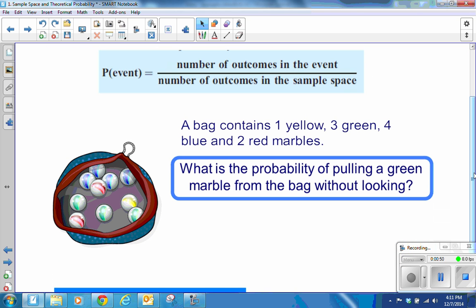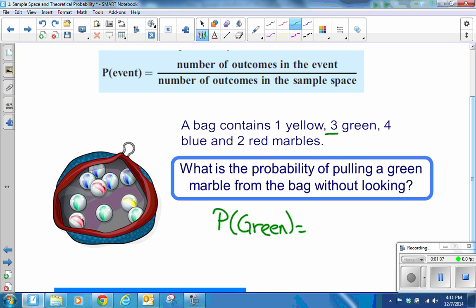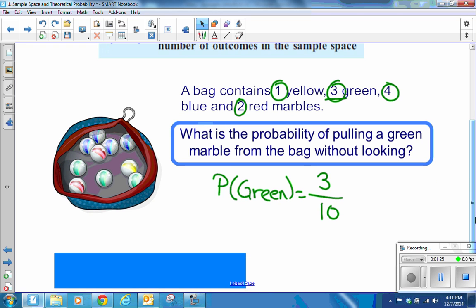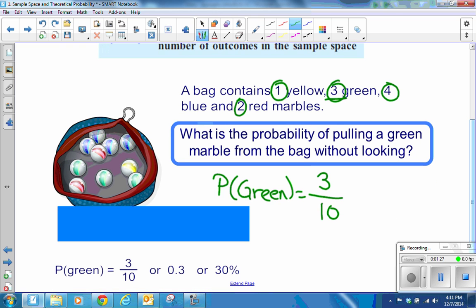As an example of this, a bag contains 1 yellow, 3 green, 4 blue, and 2 red marbles. What is the probability of pulling a green marble from the bag without looking? We have 3 green, and the outcomes in the sample space will be adding those numbers, so 1 plus 3 plus 4 plus 2, and that's 10. So the probability of pulling a green marble from the bag is 3/10. You can write probability as a fraction, as a decimal, or as a percentage.